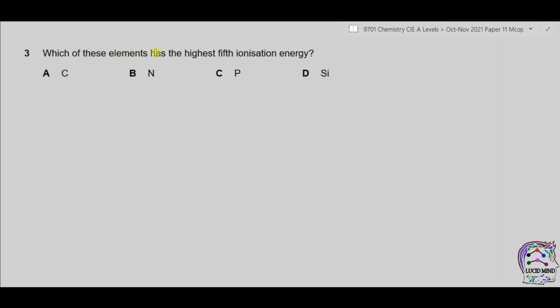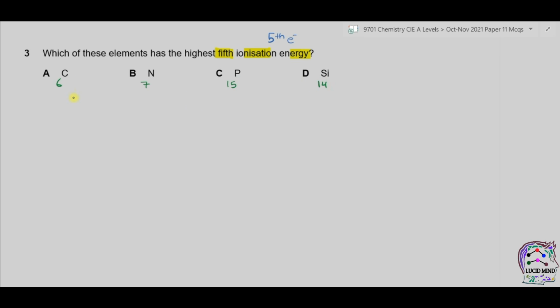Question 3. Which of these elements has the highest fifth ionization energy? Now, ionization energy is the energy that is required to remove an electron from the outermost shell. Now, we have fifth ionization energy. It means it will be the ionization energy required to remove the fifth electron. We have carbon, nitrogen, phosphorus and silicon. Let's find out the atomic numbers. From the periodic table, carbon is 6, nitrogen is 7, phosphorus is 15 and silicon is 14.